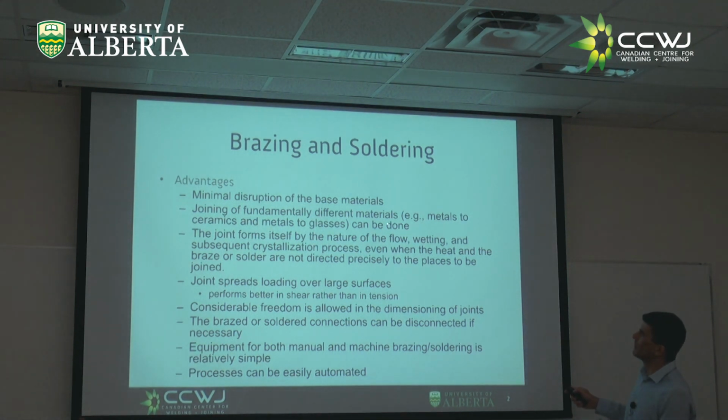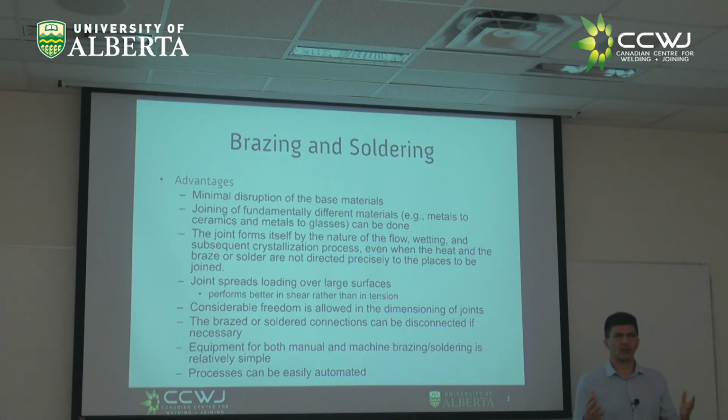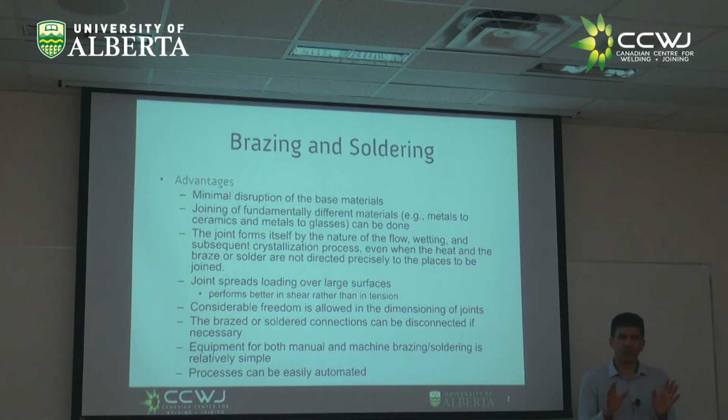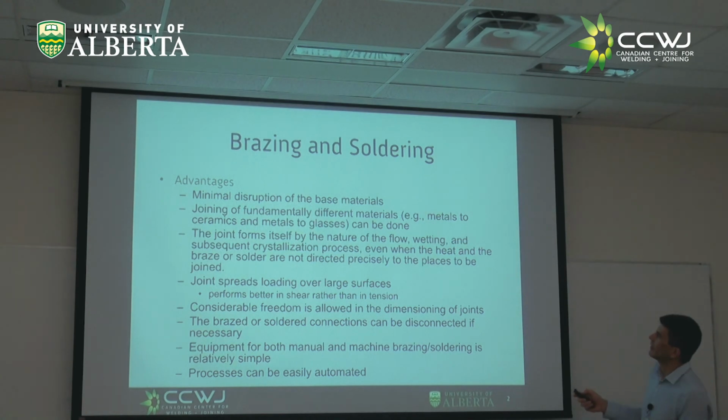You can join very different materials, and the reason is you're not melting the materials. So if the materials are incompatible, all you need is to find a material that would be somewhat compatible with both, but it doesn't need to be compatible at the covalent bond level, right? So you can do ceramics to metals, for example, with brazing.